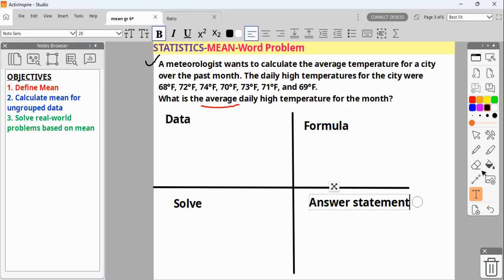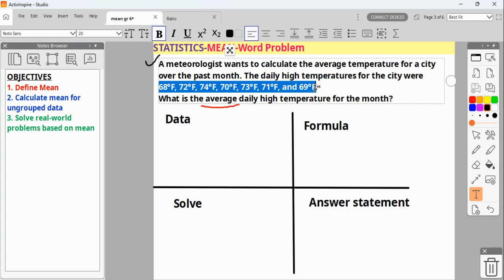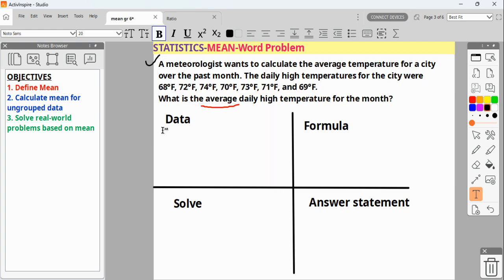So let's make data. Data is the values we are given here. The values are these 63. For making data, we will write the values that are given. So we have been given different temperatures that I have put here.